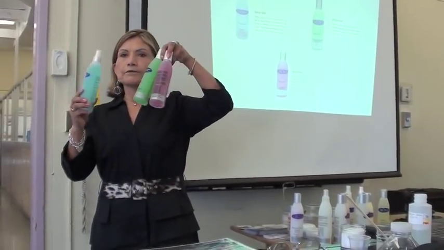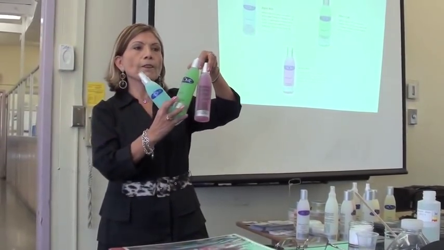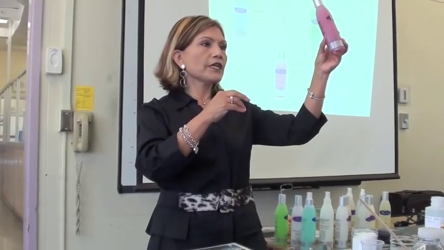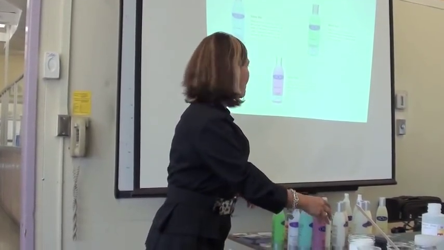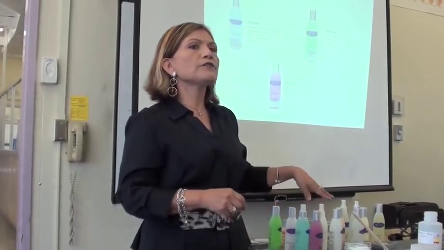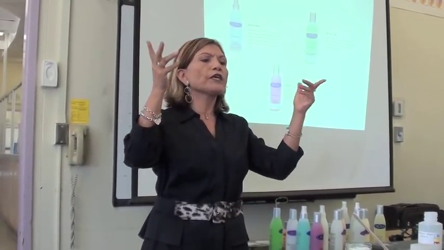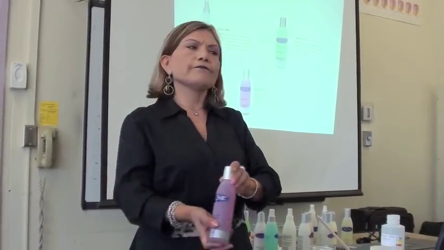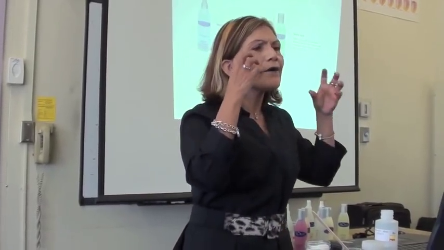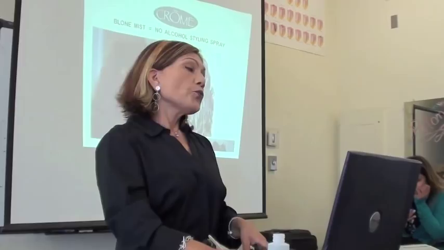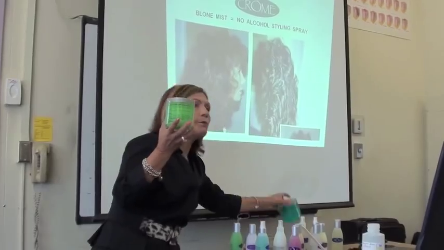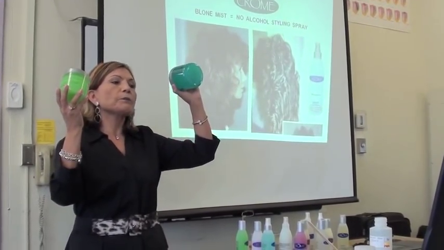Three types of gels: blown mist, blown soft, and blown hard. For your class, a finger waves class, this one is going to help you do the finger waves. And also the blown hard is for a spiky look, but a very, very soft spike. People were saying that this gel is not strong enough. They want a very hard holding gel. So we came up with these gels, the green one and the blue one. These are for spiky gels.